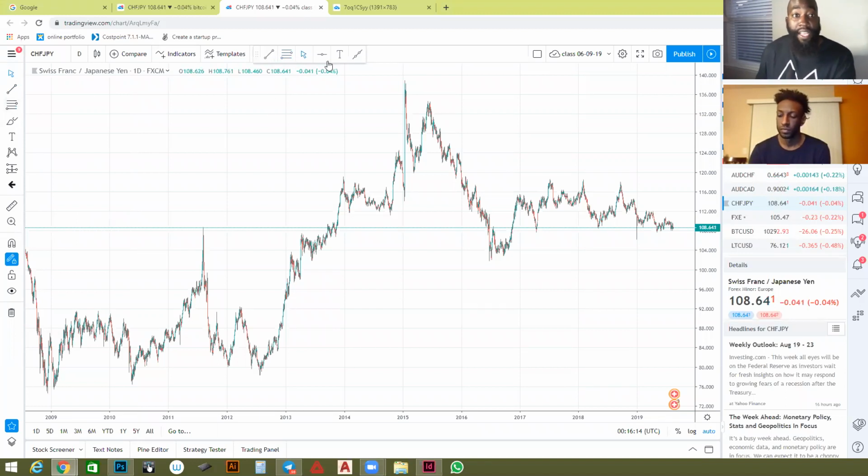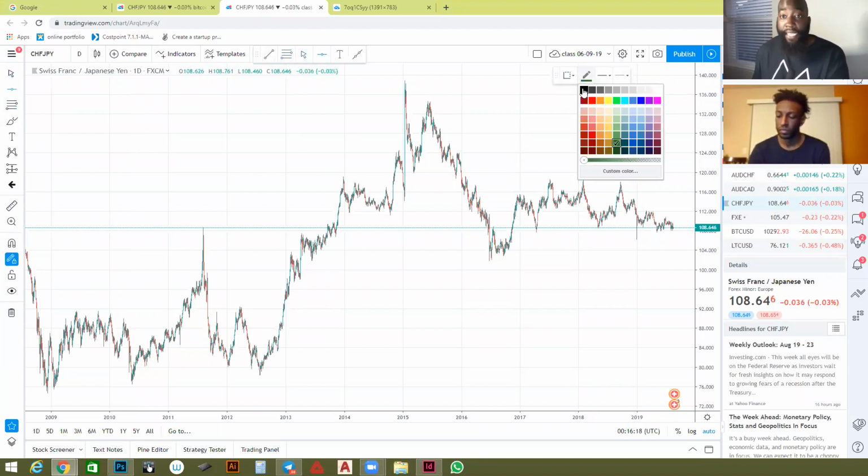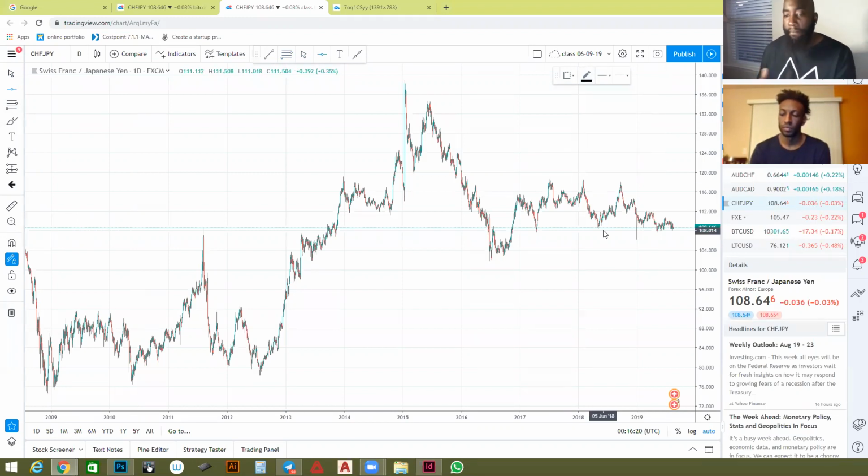So I'm taking my first horizontal line and making my line black. Black is going to be for daily levels. I don't use the line chart, I use my straight candle chart as you see right now. I come on here and I am finding key levels.